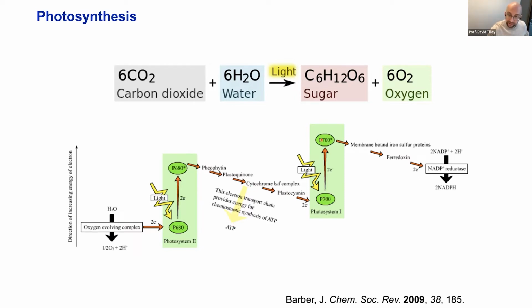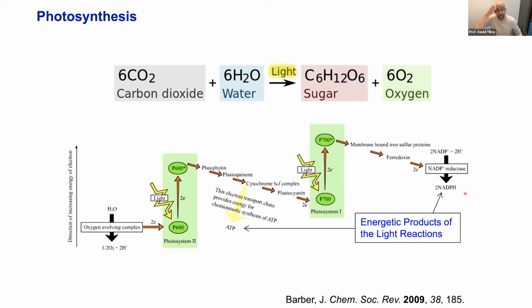And then again, this is now a little bit higher energy, and eventually this ends up in this NADP+ reduction till you make NADPH. And so these are the energetic products of the light reaction. So at this point, the solar energy has been stored in chemical bonds. So that's the hard part.